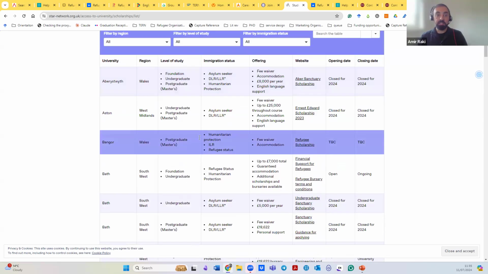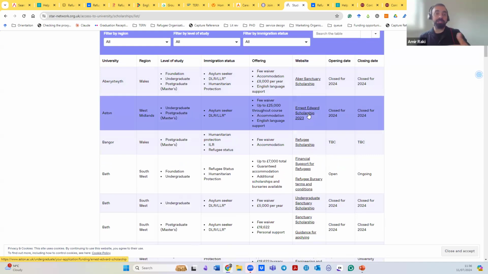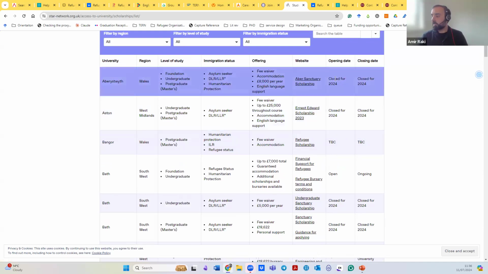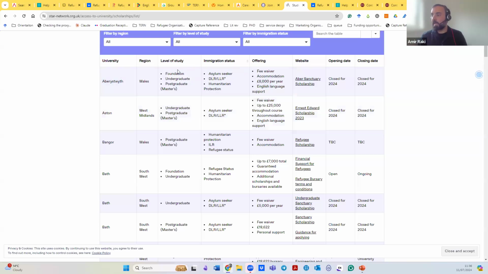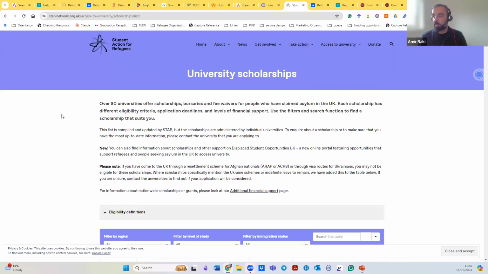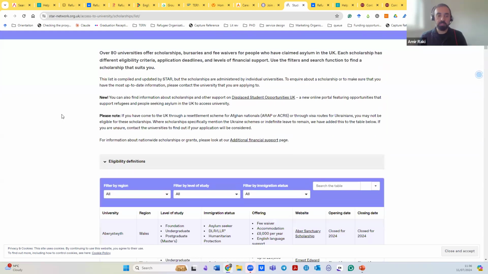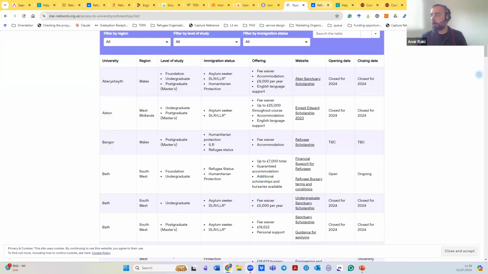So again, you have enough time until next year, about February, March, or April, because as you can see, all of them, or most of them, are closed for 2024. But make sure that you have a list of, okay, these are the 10 universities with a scholarship that I would like to apply for, and I can meet the application criteria in terms of level, immigration status, and the region that these universities are in. Any question about how to find universities with a scholarship?